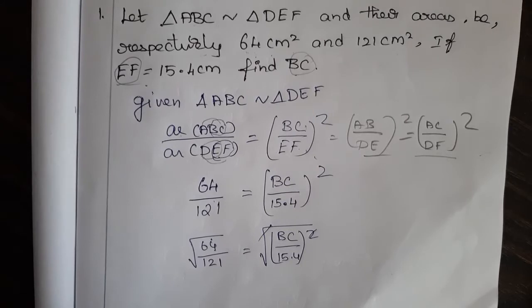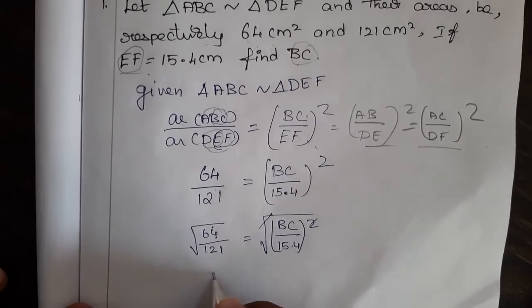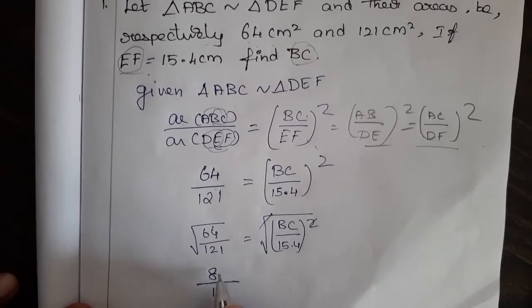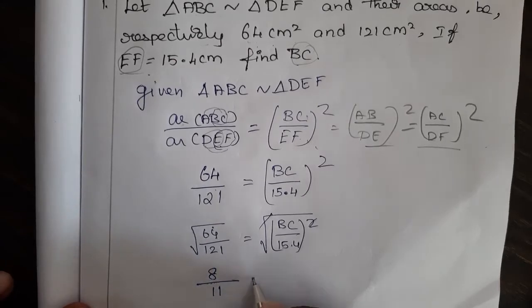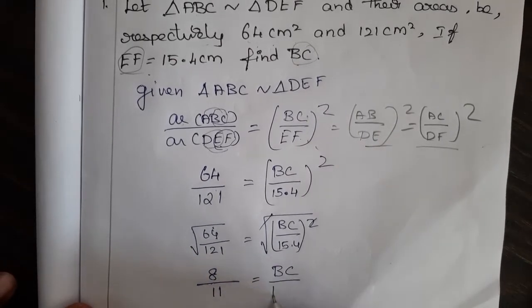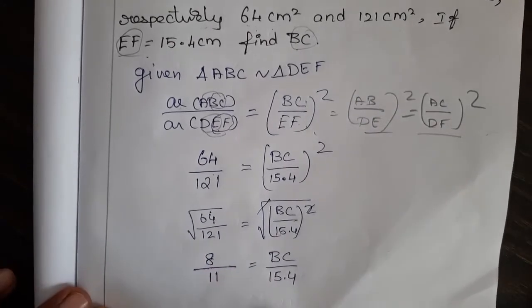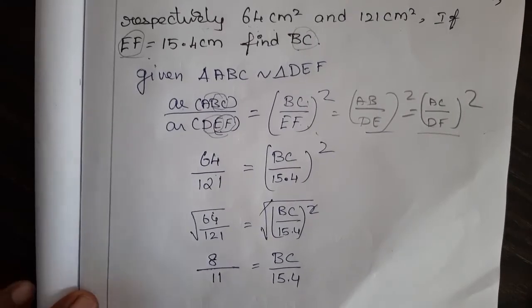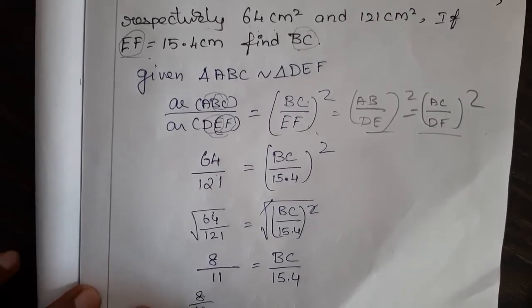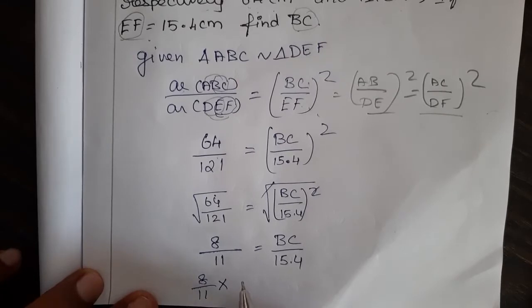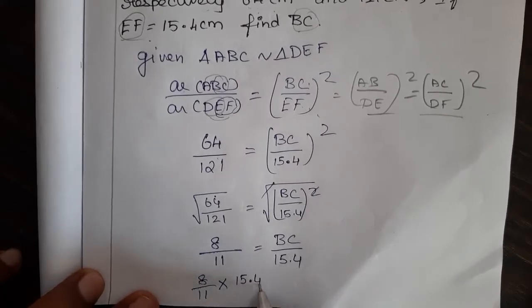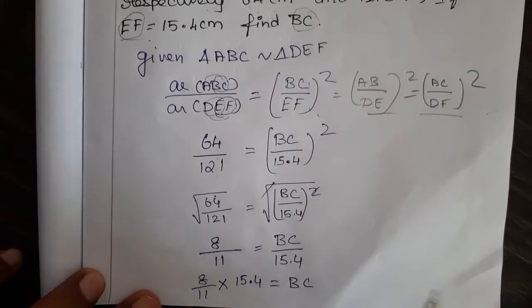The square root of 64 is 8, and the square root of 121 is 11. So 8 by 11 is equal to BC by 15.4. While taking this to the other side, it becomes multiplication, right? So 8 by 11 into 15.4 is equal to BC.